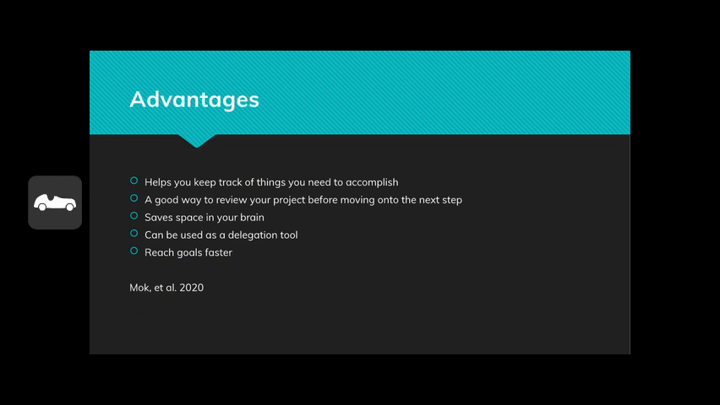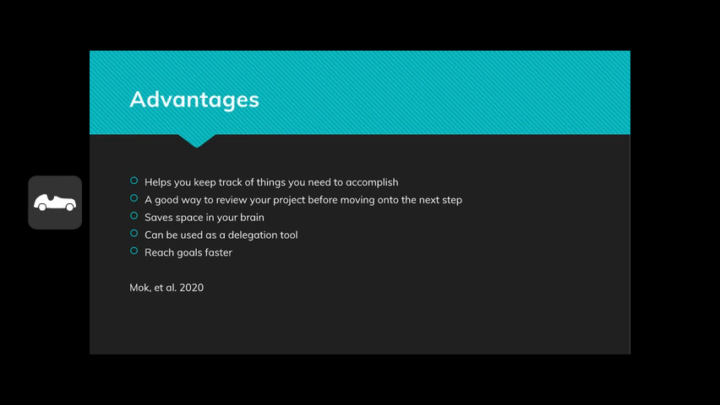So some general advantages of a checklist. It helps you keep track of things you need to get accomplished. It's a good way to review your project before moving on to the next step. It can save space in your brain because you don't have to keep it all in there, trying to remember: did I do this yet? Did I do that now? Did this person do this? If you're using a checklist, you can see if something was checked off or crossed off, that yes, we've completed that and we can go to the next step.